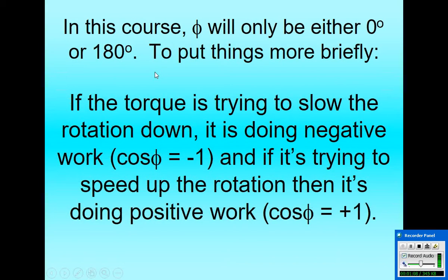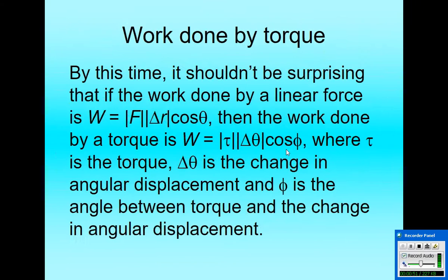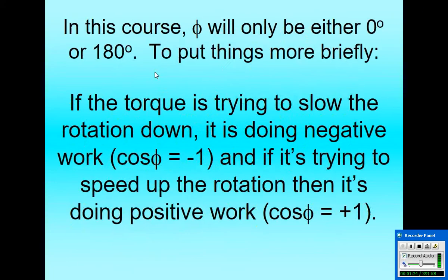Is this torque trying to speed it up? Then cosine phi equals +1. Is this torque trying to slow it down? Cosine phi equals -1. That's pretty much the same as work in linear motion. If you do positive work on an object, you're trying to speed it up. If you're doing negative work on an object, you're trying to slow it down. This is the same idea here, except speeding up means it spins faster and faster, and slowing down means it spins slower and slower.